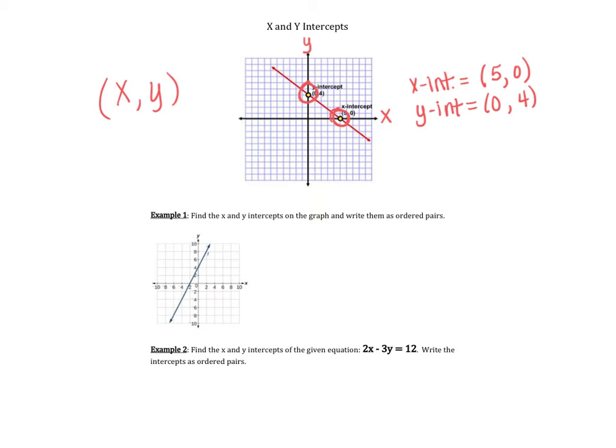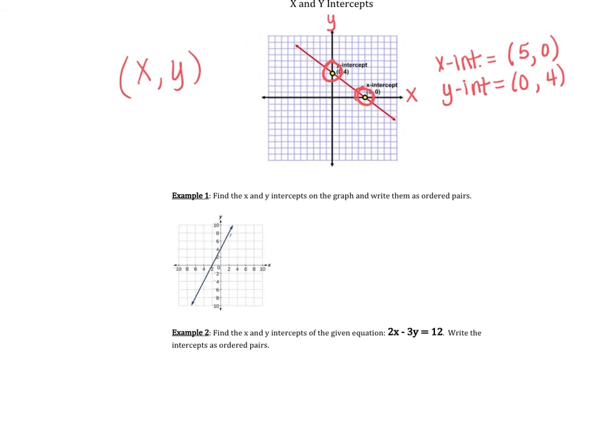Also, notice on these x and y intercepts written as ordered pairs, in the x-intercept, the x value is 5. Notice the opposite value is always 0, and we're going to come back and use that when we do example 2. So let's look at example 1, which is just like the graph we just looked at. The direction says find the x and y intercepts on the graph and write them as ordered pairs.